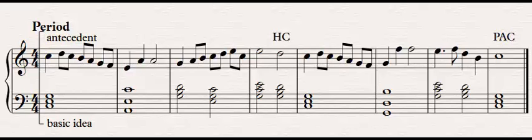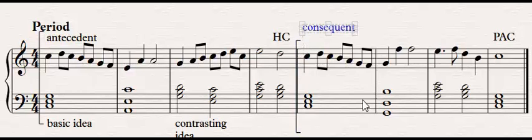Okay, so we've got our antecedent, we have the basic idea. So now we're looking for a contrasting idea. So the first 2 measures, basic idea, this thing here doesn't really sound anything like the basic idea, right? It just is something different. And so it's our contrasting idea. Okay, and after the cadence, we start the consequent. So there's my consequent. And this is a consequent because it starts with that same basic idea again.